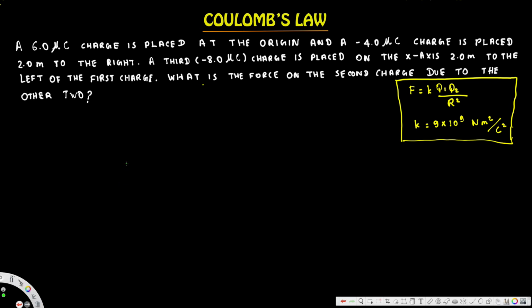Here this question is asking: a 6 microcoulomb charge is placed at the origin and a negative 4 microcoulomb charge is placed 2 meters to the right. A third negative 8 microcoulomb charge is placed on the x-axis 2 meters to the left of the first charge. What is the force on the second charge due to the other two? Okay, now let's look at this one through a diagram.